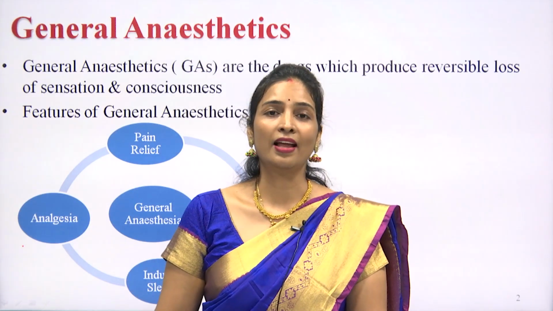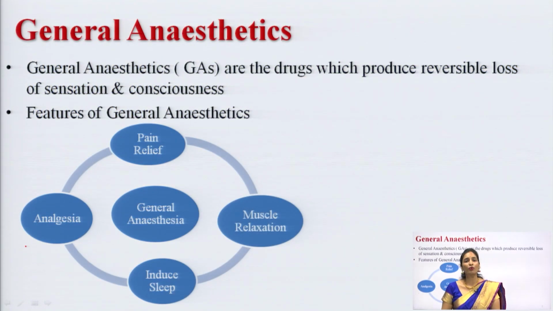So, what are the general anesthetics? Before going to the general anesthetic, let us see the definition of anesthetics. So, what are anesthetic drugs? The anesthetics are the drugs which will produce reversible loss of sensation. So, it will relieve the pain when administered to the body, whatever the route may be. These anesthetic drugs are of two types: the general anesthetic drugs and the local anesthetic drugs.